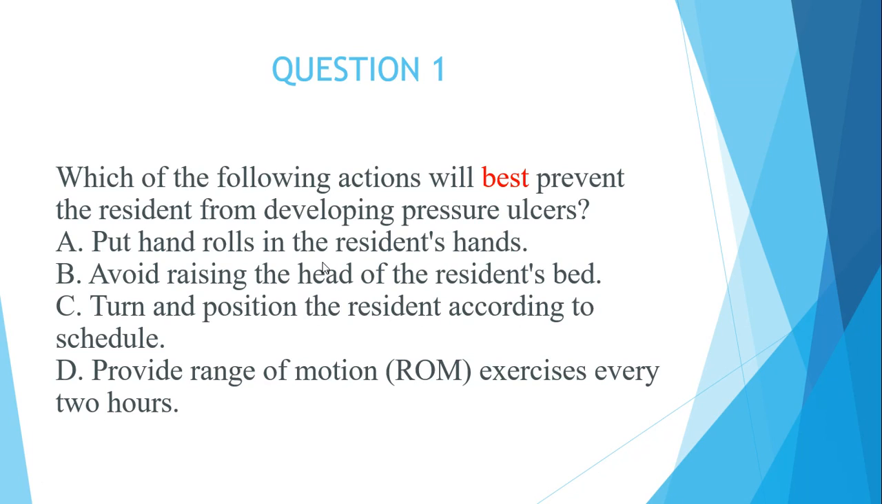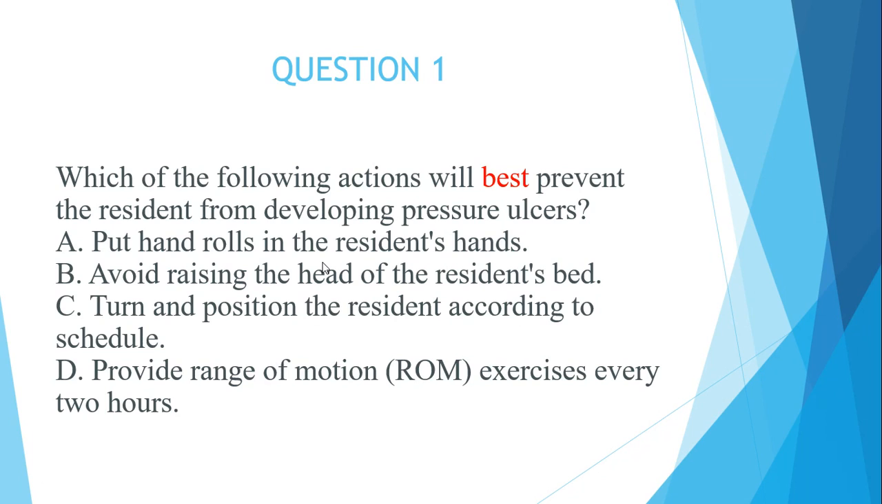B. Avoid raising the head of the resident's bed. What has this one got to do with preventing pressure ulcer? C. Turn and position the resident according to schedule. Let's leave that option also. D. Provide range of motion exercise. I know A, C, and D are the 3 options people might be thinking about. Which one now is the best?